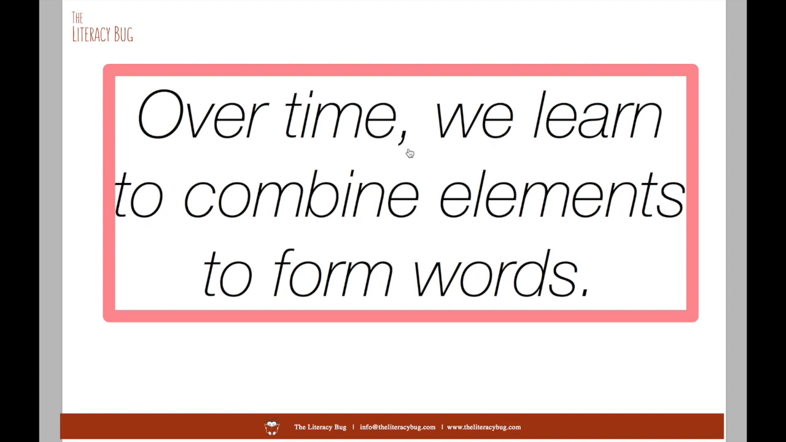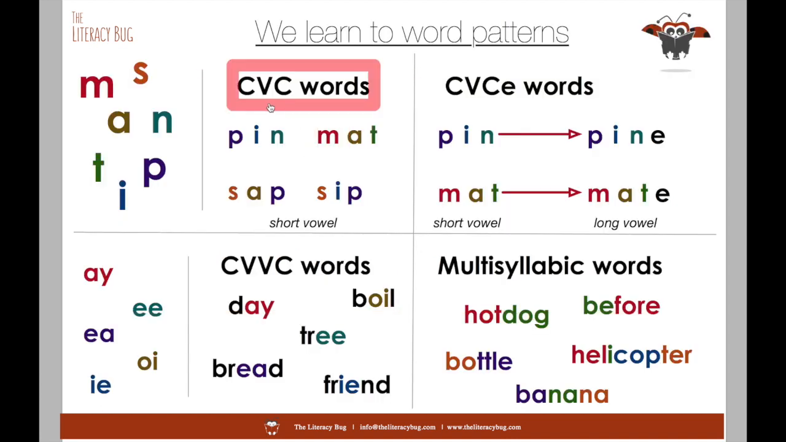So over time, we learn to combine those elements to form words. So maybe we start with what we call CVC words. The short vowel here, the I is in pin, the A is in mat, and the A is in sap, and the I is in sip. They're fairly regular if they appear in this consonant vowel consonant form.